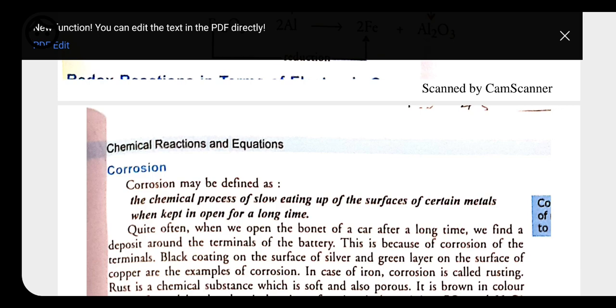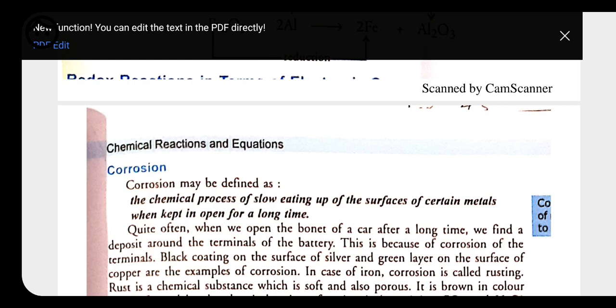Like here, we are wearing what? An anklet. Whenever silver comes in contact with air, a greenish layer forms above that anklet. Why does it happen? Because it undergoes oxidation, and because of the oxidation one coating forms over the silver. That is called corrosion.